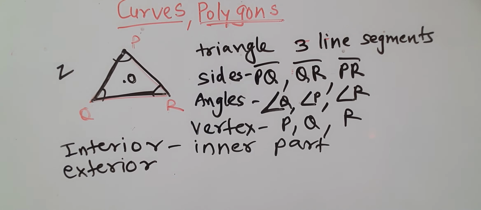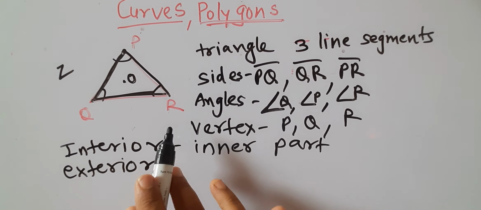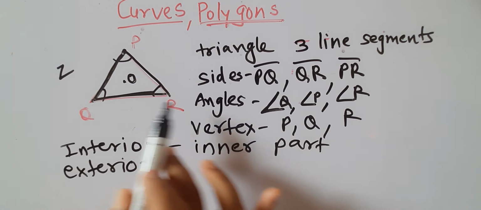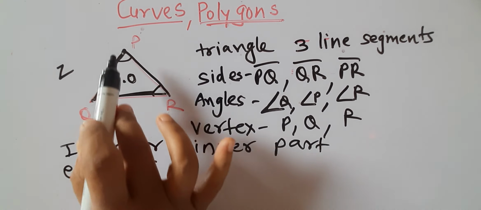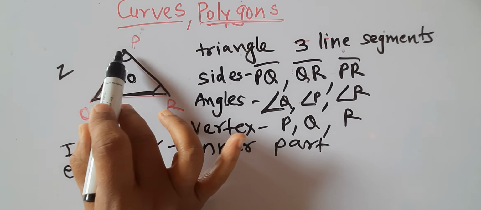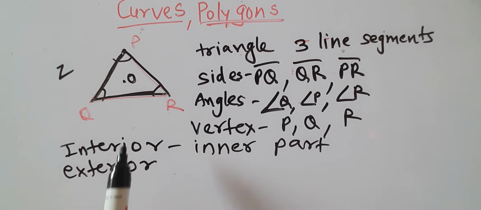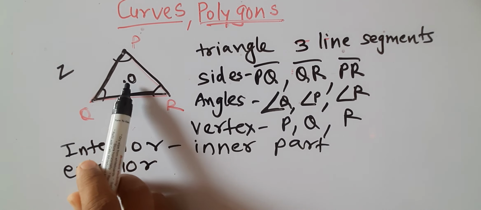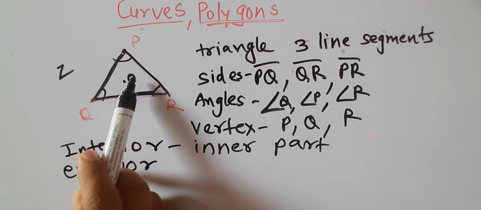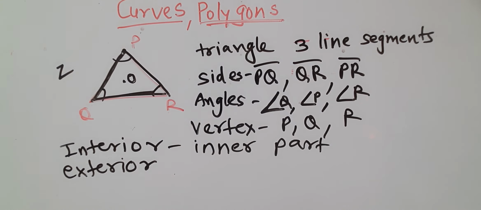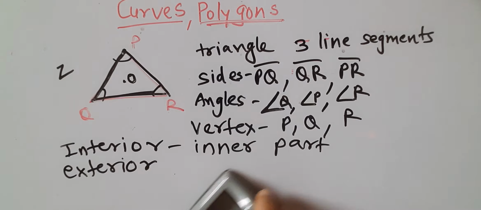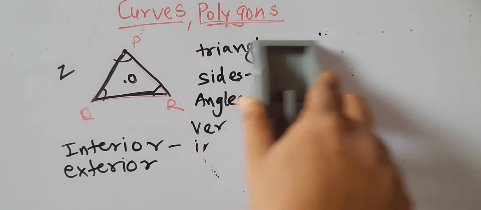Okay. These are a few properties of a triangle. It's made up of 3 line segments. You know how to represent sides. What are angles? What are vertices? Any point where 2 line segments meet each other is known as a vertex. Interior, the inner part of the triangle is known as its interior, and the outer part is known as its exterior. Okay. So this is about triangle.